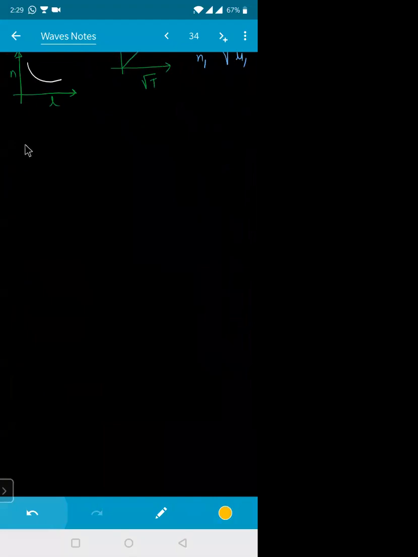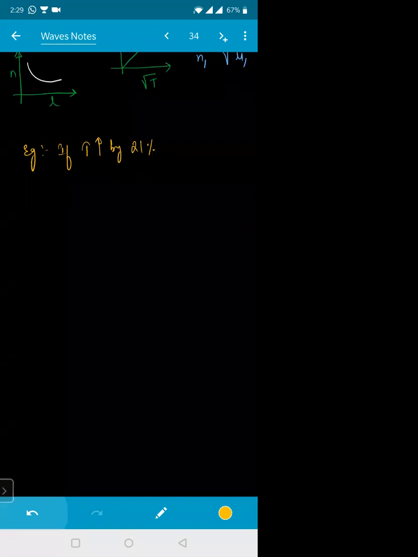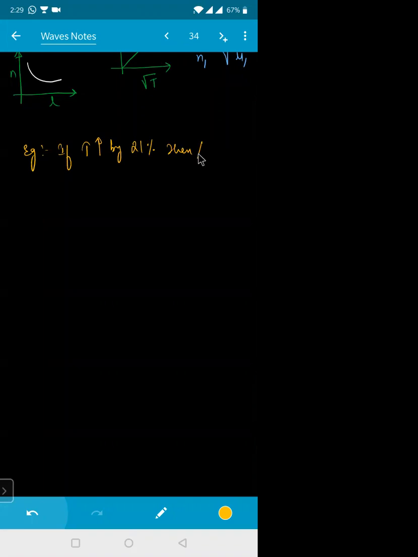See one example. If tension is increased by 21%, then percentage increase in your N is equal to how much? Can anyone tell me the answer? If tension is increased by 21%, percentage increase in the fundamental frequency is how much?